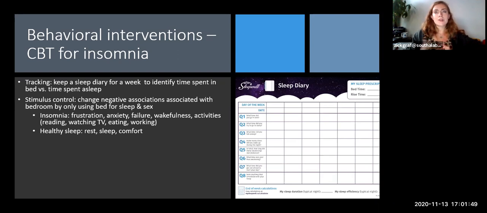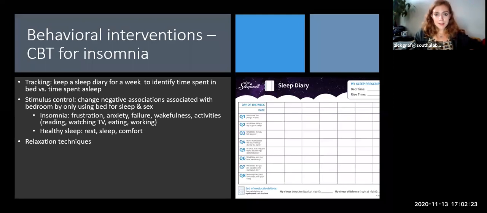This is in order to break some of these associations between being in bed and being awake, being in bed and being anxious because you're working, being in bed and being alert and aroused because you're watching TV. And the goal is that you'll only have healthy, positive associations with your bed. So rest, sleep, and comfort. So stimulus control can also mean making sure your bed is comfortable, dealing with any drafts in your room, getting new bedding and new pillows if that's going to help. Anything to try to help break that association between being in bed and being awake.